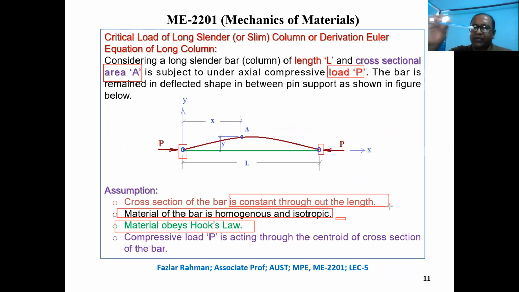This is one assumption. Then, the cross section of the bar remains constant throughout the length. Even a pen, you see the diameter is constant, right? That will be assumed. But in reality, it might not be constant. But when you derive the formula, we are assuming the cross section of the column is uniform throughout the length. So we are making some assumptions, but those assumptions might not be 100% right.